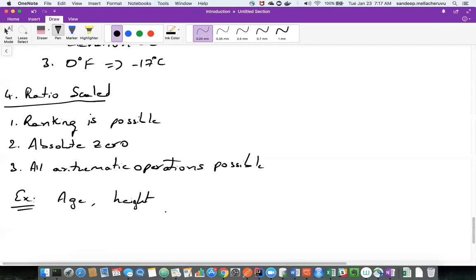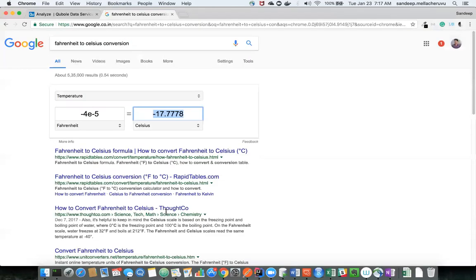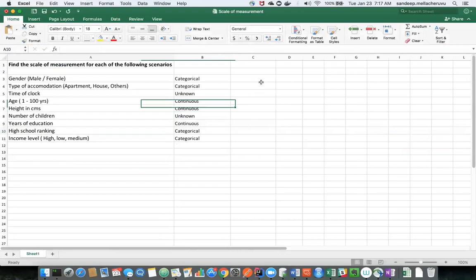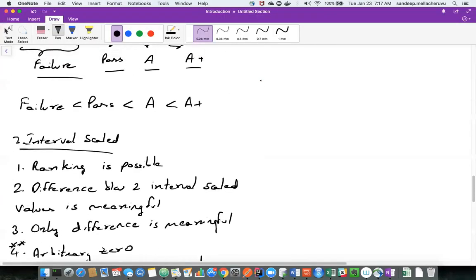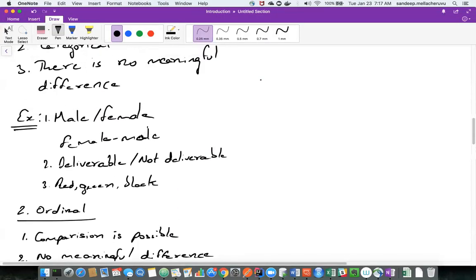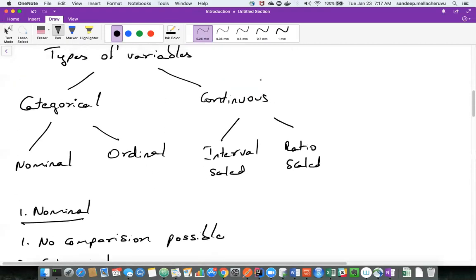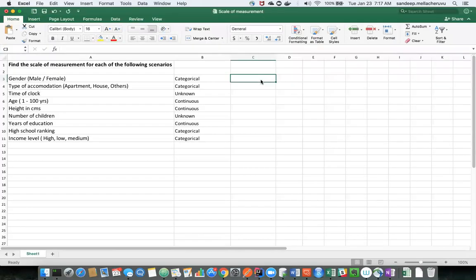Yes. Okay. Now we'll try to solve this problem again. Now what is gender? We'll just describe whether it is ratio scaled or interval scaled or nominal or ordinal, only within these 4 categories. Okay. Now what is gender? Now anyone can answer. I'm not picking names. Nominal. Yes, nominal.